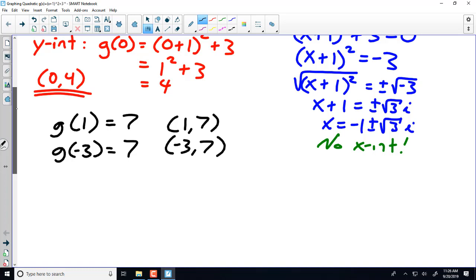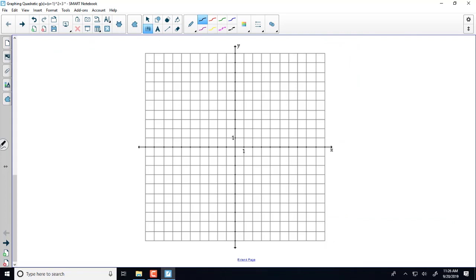So let's go to the graph right now. All right, first point we should graph will be our vertex. It's going to be at (-1, 3). We also have a y-intercept. That's going to be at (0, 4). And if I draw my axis of symmetry right here, which is x equals -1, then I get a free point on the other side, the reflection of the y-intercept. So we also get this point right here that is opposite the axis of symmetry from the y-intercept, because these things have to be perfectly symmetrical.